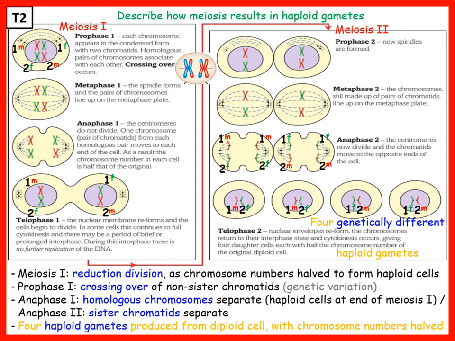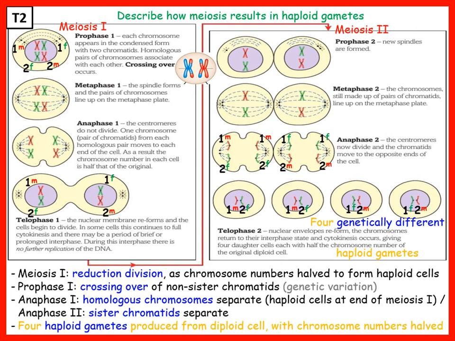And meiosis 1, as I mentioned, is a reduction division because the homologous chromosomes split and move to opposite poles, and therefore the number of chromosomes is halved, and that's where haploid cells start to form. In prophase 1, you also had crossing over of non-sister chromatids that increases genetic variation.